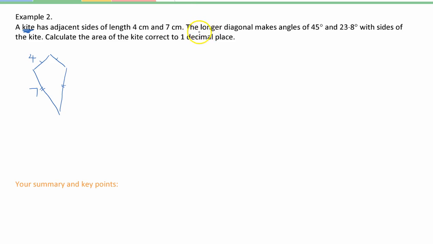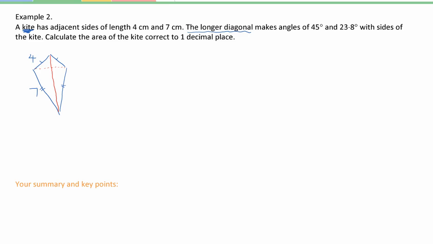It then goes on to say the longer diagonal. What are the diagonals? The diagonals join vertex to vertex. So there and this one, they're the two diagonals. But it says the longer diagonal. So the continuous line makes an angle of 45 degrees and 23.8 degrees with the sides of the kite.